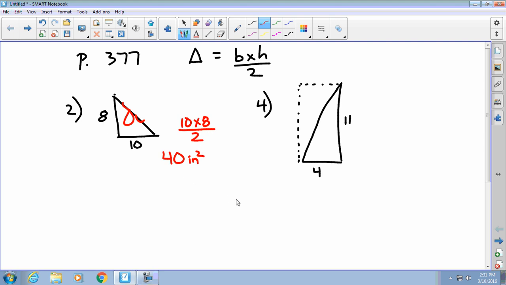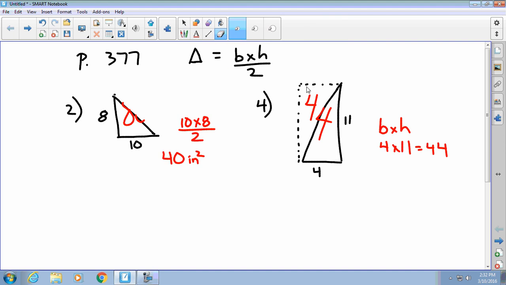On page 377, number 4, it's the same thing. Your base is 4, your height is 11. We have a triangle. They have it outlined as a rectangle, and we want to do the same thing we've done for our rectangles. We want to first do base times height. So in that case, it would be 4 times 11. 4 times 11 is 44. Again, what we're saying is this entire rectangle would be 44 yards squared.